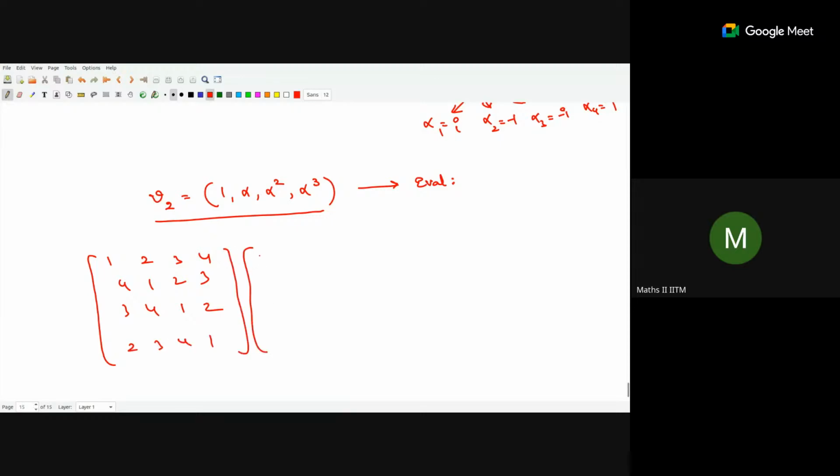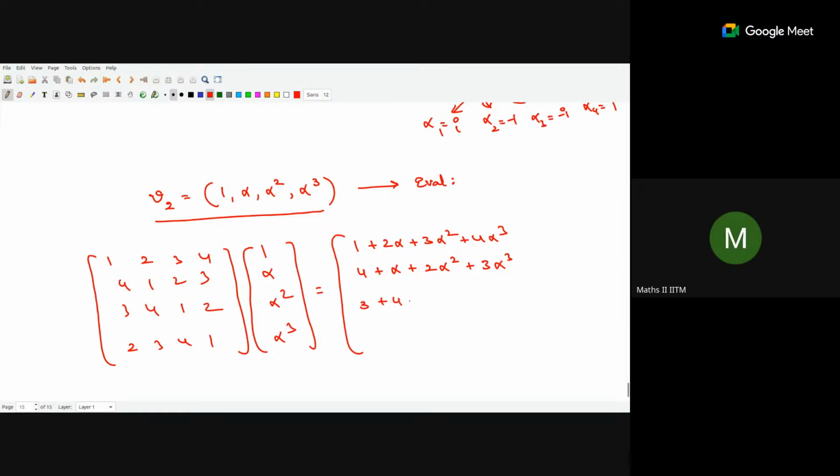Now if I multiply by 1, alpha, alpha square, alpha cube, what I will get is, the first row will be 1 plus 2 alpha plus 3 alpha square plus 4 alpha cube. The next row will be 4 plus alpha plus 2 alpha square plus 3 alpha cube. The next one will be 3 plus 4 alpha plus alpha square plus 2 alpha cube. Next one will be 2 plus 3 alpha plus 4 alpha square plus alpha cube.